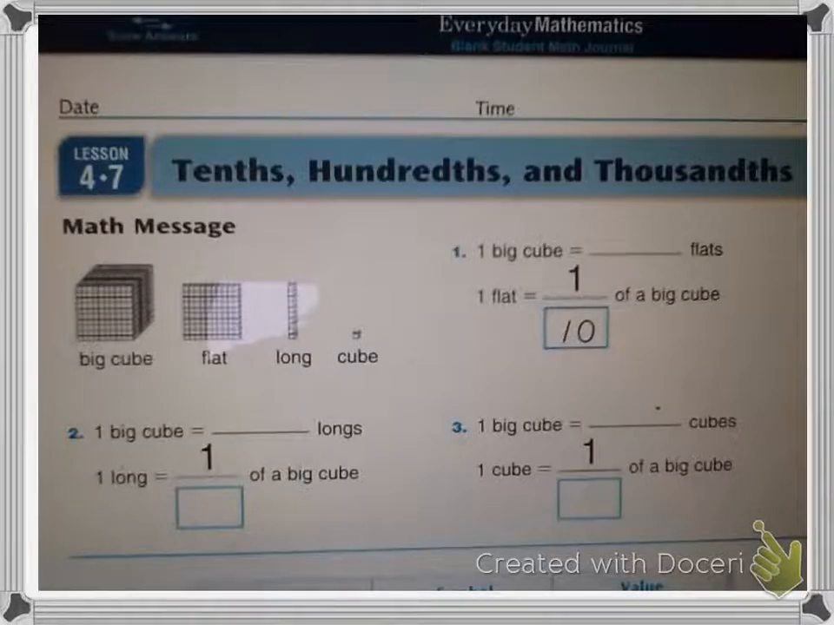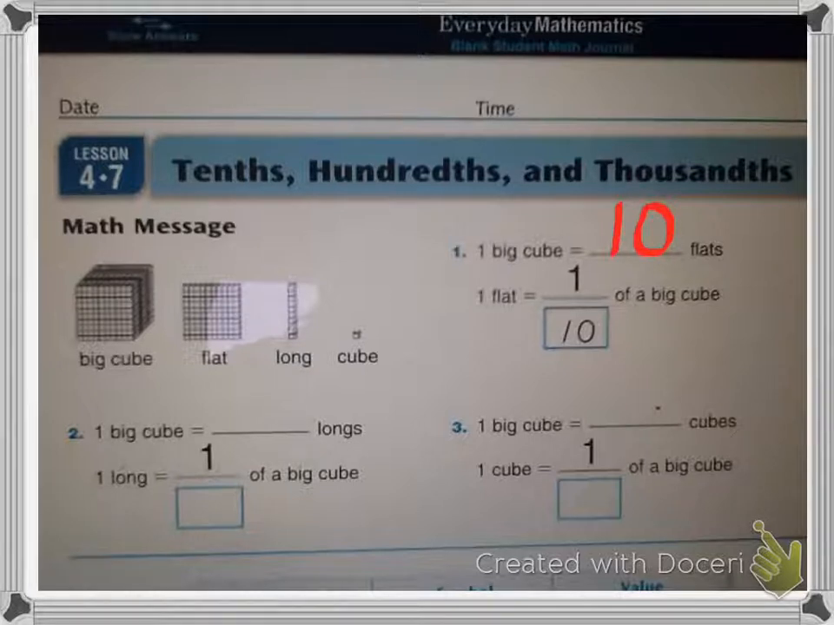We're going to start with our math message today. If we take a look at number 1, if we have one big cube, how many flats would that be equal to? 10. So one flat is 1/10 of a big cube.